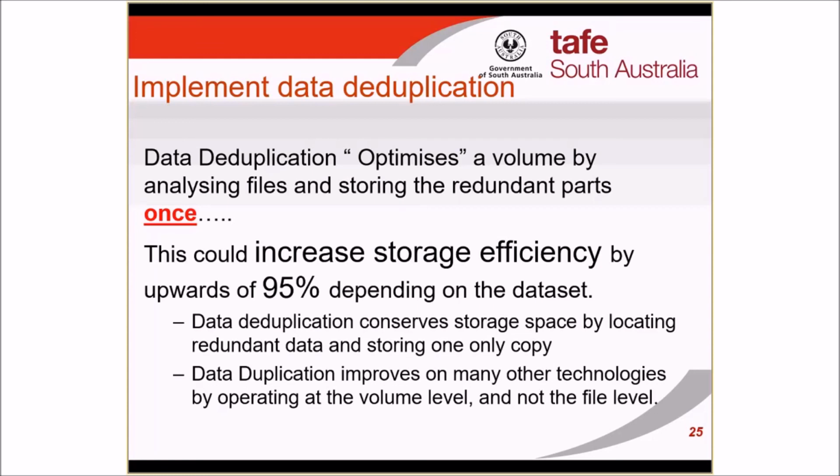Data deduplication conserves storage space by locating redundant data and storing only one copy. So you don't have to find it. No one has to do anything about this. When we implement data deduplication, it's going to automatically go through your file system, scan it and find these duplicates. You don't have to identify the duplicates for this system. It finds them for you. So data deduplication improves on many other technologies by operating at the volume level, not the file level.